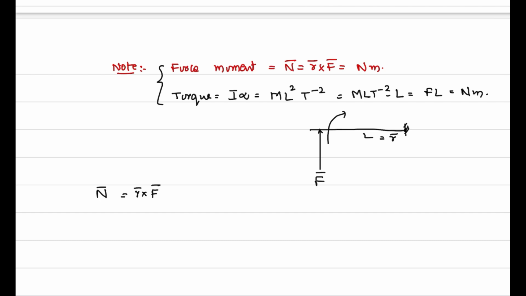In case of torque, there is a rigid body and here is a point P, and some external force is applied from here on the rigid body. External force applied means force moment. Instead of force applying, we can say because of some external influence, this rigid body is rotating.